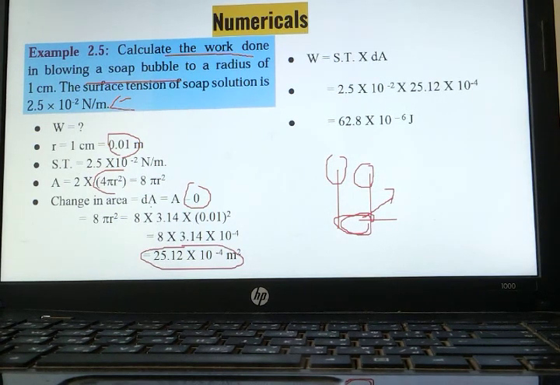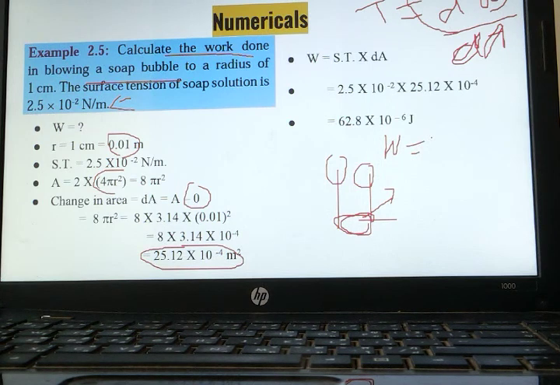We have got dA. What we have to find out is the work done. We have just derived the formula. T was equal to dW upon dA. Over here we have to find dW, the work. So what will be the formula? Work will be tension into dA.